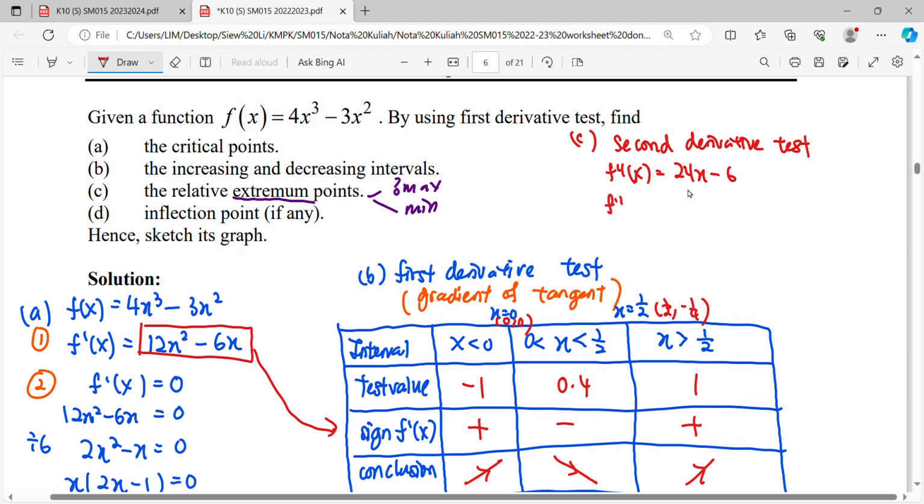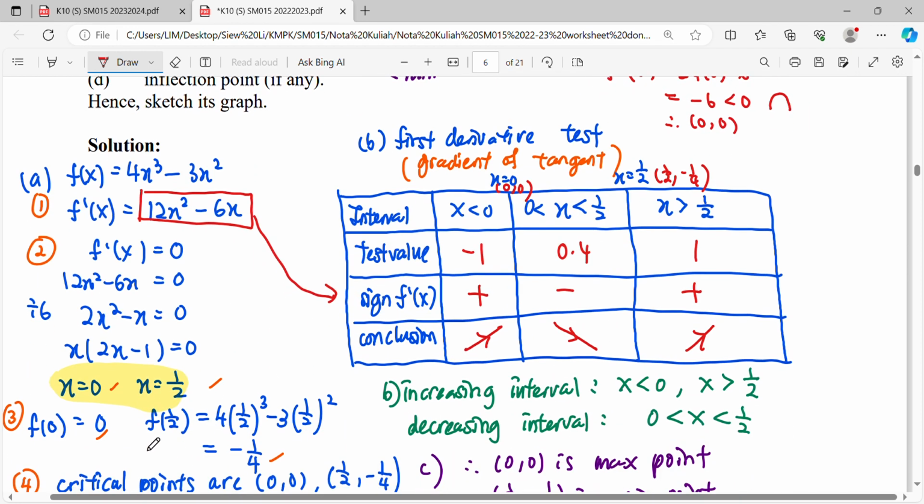substitute our critical point. Let's say the first point, 0: 24 times 0 minus 6, we get negative 6, less than 0. The second derivative test is about concavity. When we see negative, it means the concavity is downward. So from here, we can conclude that (0, 0) is a maximum point.